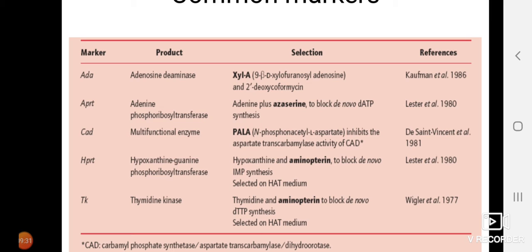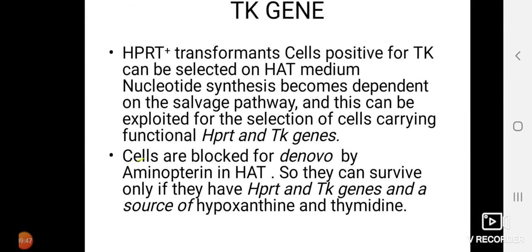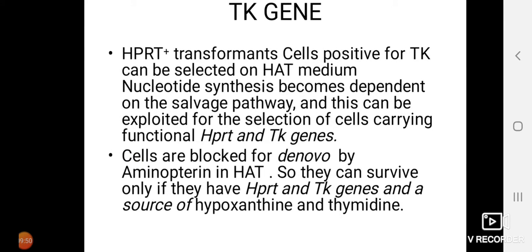So the cell which is not carrying the thymidine kinase gene is unable to produce thymidine and will die off. So the TK, HGPRT transformant cells are going to be positive for TK and can be selected on HAT. So nucleotide synthesis becomes dependent on the salvage pathway. If you remember, there are two pathways for synthesis, salvage and de novo. De novo is synthesis of nucleotides from scratch, that is from the basic units, and salvage is done by using the pre-existing or degradative products of nucleotide synthesis.